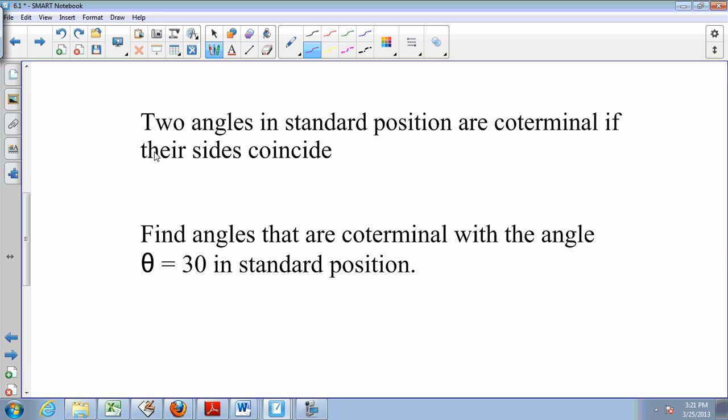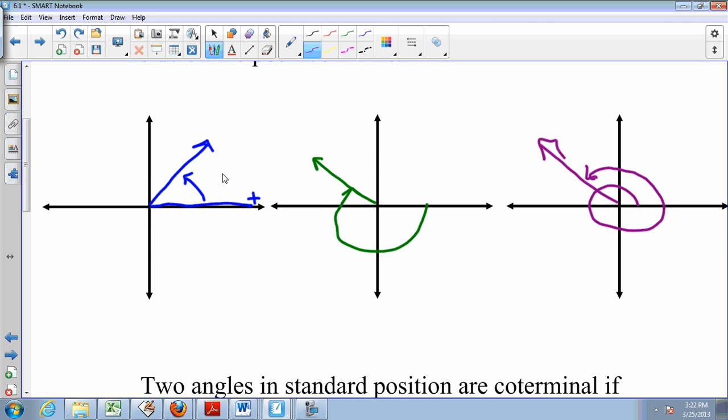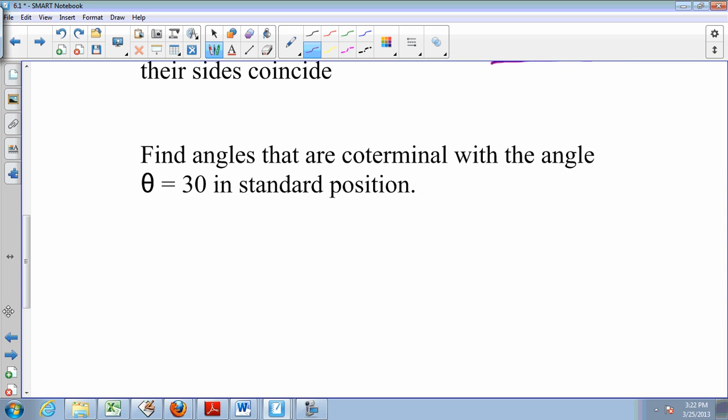Two angles in standard position are coterminal if their sides coincide. So that means your angles fall in the same quadrant. Our first example is considered coterminal. We're going to find angles that are coterminal with the angle theta equals 30 degrees in standard position.